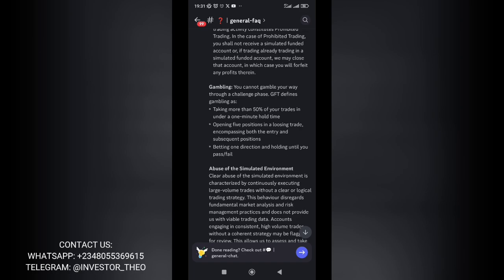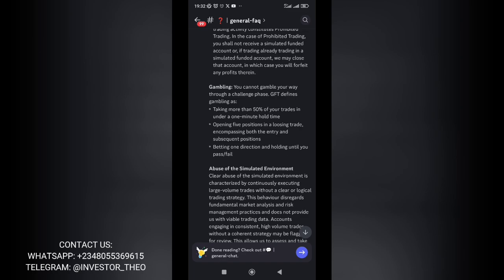GoFunded Trader defines gambling as taking more than 50% of your trades in under 1 minute hold time, or opening five positions in a losing trade, encompassing both the entry and subsequent positions, or betting one direction and holding till you fail or pass. This is called gambling. Okay, so just make sure that you don't have five positions holding at the same time.